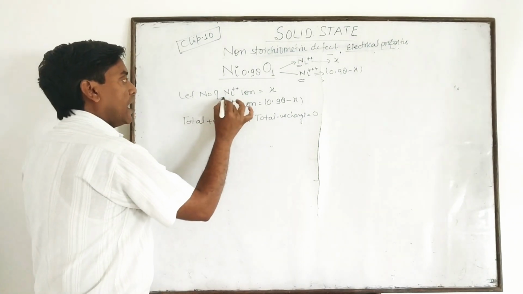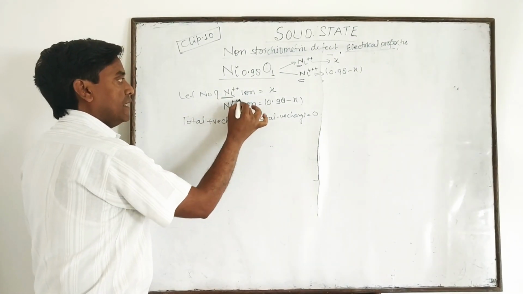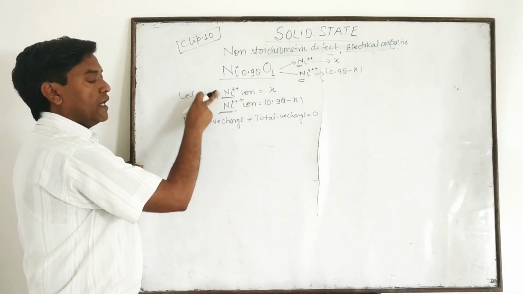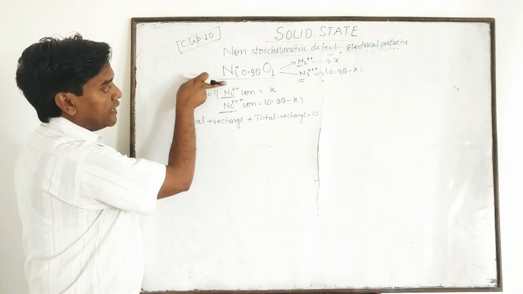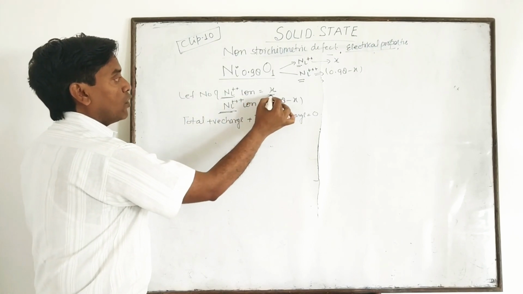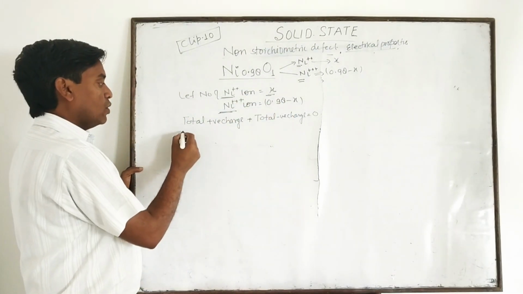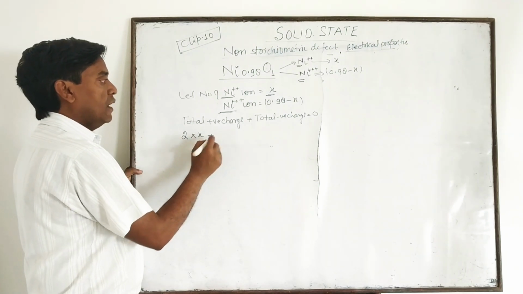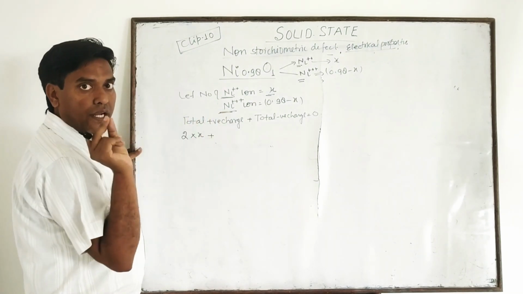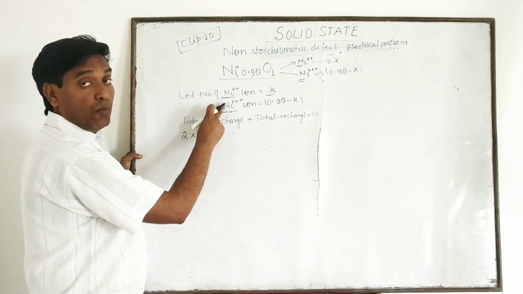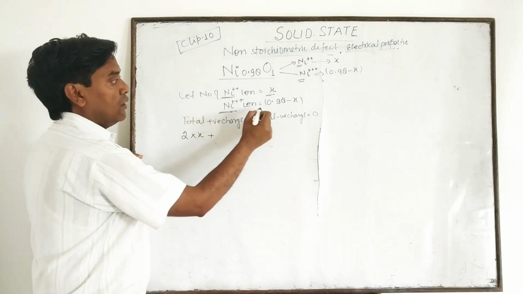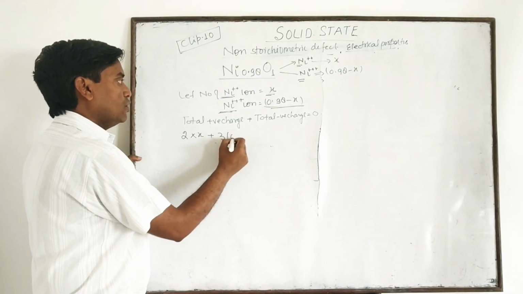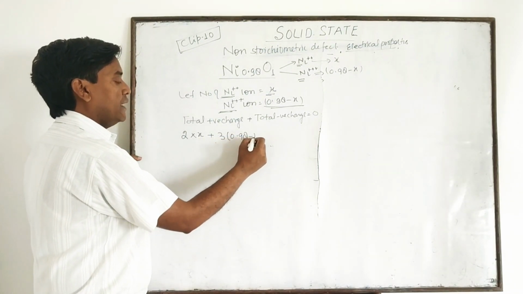Beta, one cation is Ni2+ and the second cation is Ni3+. In one Ni2+, how many unit positive charges are there? 2. Then the total number of Ni2+ ions is x, so total charge is 2 into x. Beta, in Ni3+, on one atom how much charge is there? 3 units. And the total number of ions is 0.98 minus x, so the total charge is 3 into (0.98 minus x).